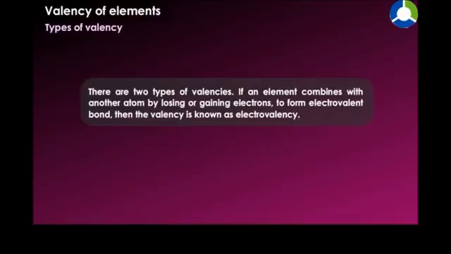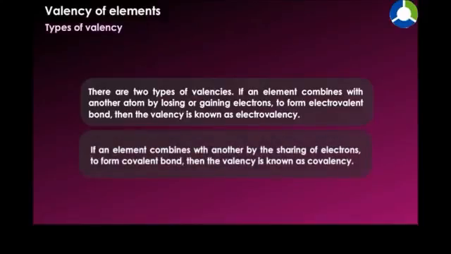If an element combines with another atom by losing or gaining electrons to form an electrovalent bond, then the valency is known as electrovalency. If an element combines with another by the sharing of electrons to form a covalent bond, then the valency is known as covalency.